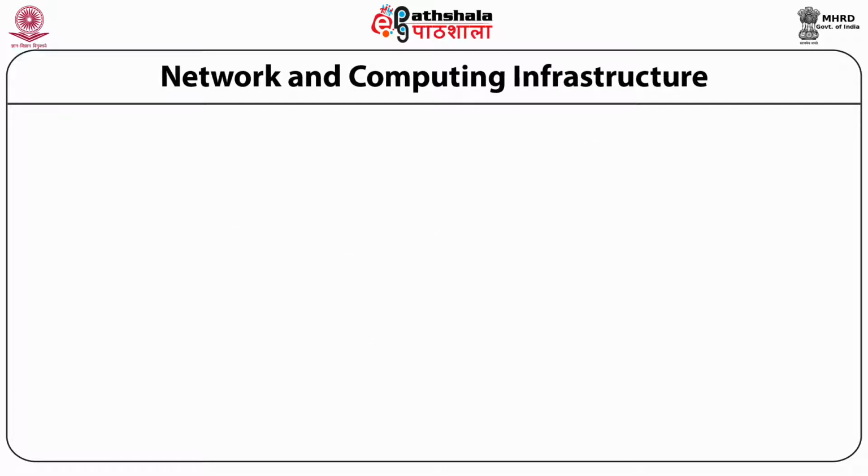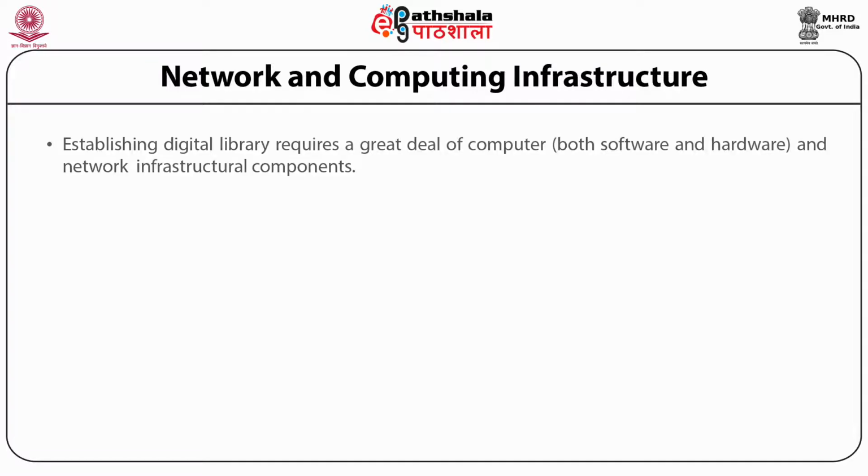Now, let's see the network and computing infrastructure which may be required for implementing a digital library. In fact, establishing a digital library requires a great deal of computing, and when I say computing, it includes both software and hardware along with network infrastructural components. That also includes routers, switches, cable and other things, firewalls and all.